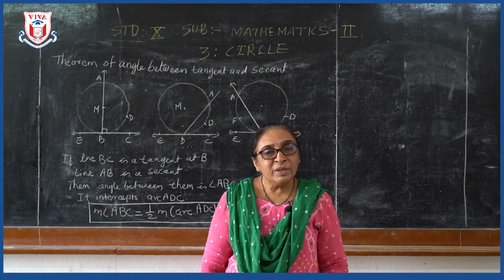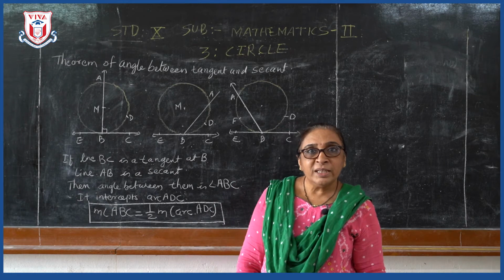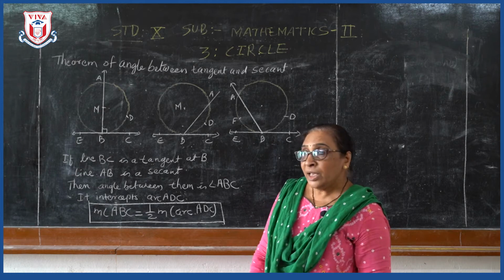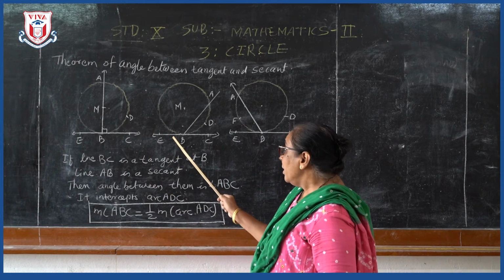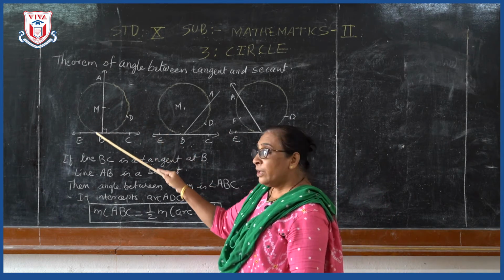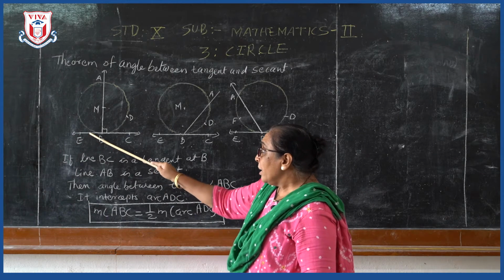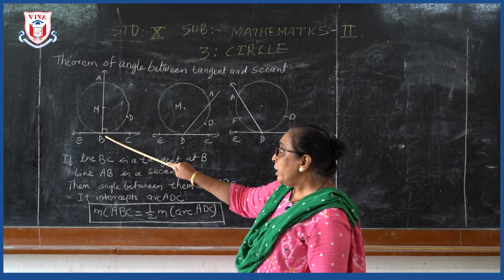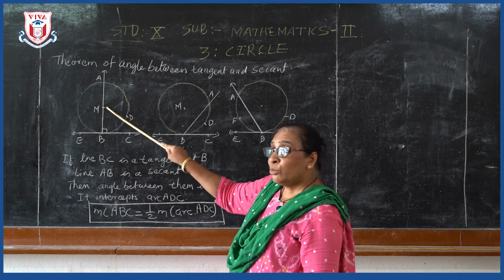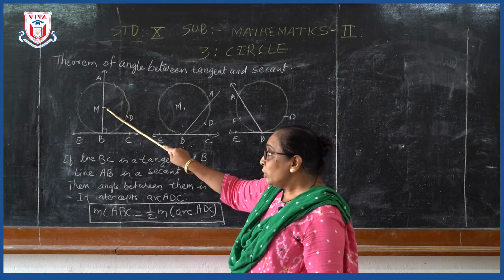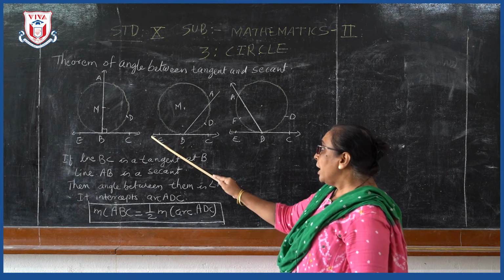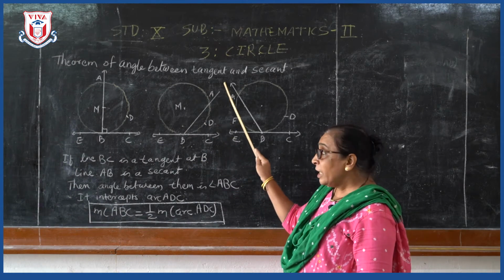One more theorem we are going to see now, that is the theorem of the angle between tangent and secant. Children, here I have drawn three figures. You can see in the first figure, line BC is tangent at point B and the secant AB is passing through the diameter only, passing through the center of the circle.